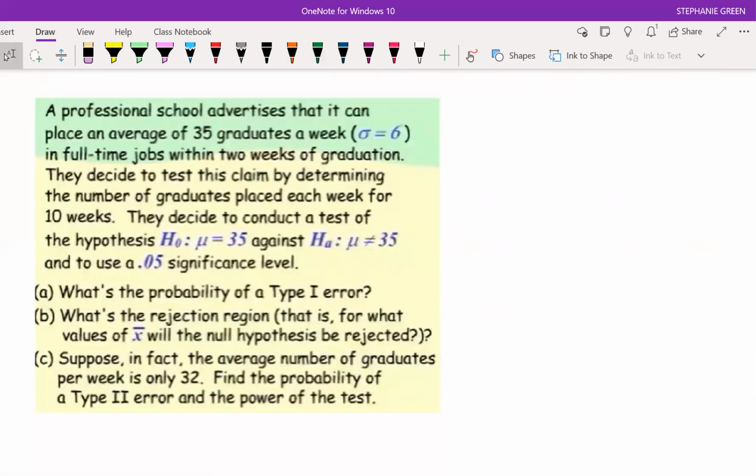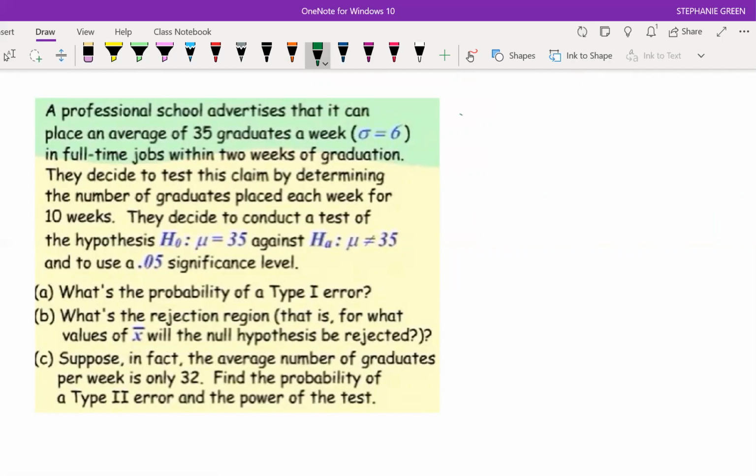The professional school advertises that it can place an average of 35 graduates a week with sigma equal 6 in full-time jobs within 2 weeks of graduation. They decide to test this claim by determining the number of graduates placed each week for 10 weeks. They decide to conduct a test of a hypothesis, H naught being mu equals 35 against HA being mu does not equal 35, and to use a 0.05 significance level. What is the probability of a type 1 error?